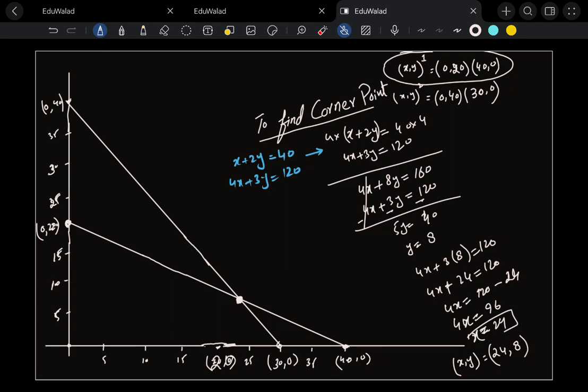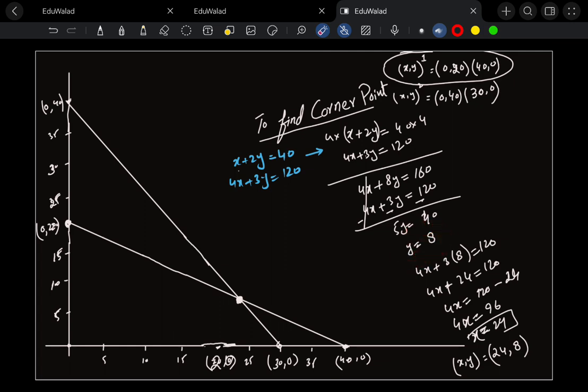So in this way, the equations are x plus 2y is equal to 40, and 4x plus 3y is equal to 120. If we multiply the first equation by 4, it becomes 4x plus 8y is equal to 160, because 4 multiplied by 40 becomes 160. The second is already 4x plus 3y equal to 120. When we subtract these two equations, 4x will be cancelled out, and 5y is equal to 40, so y is equal to 8.